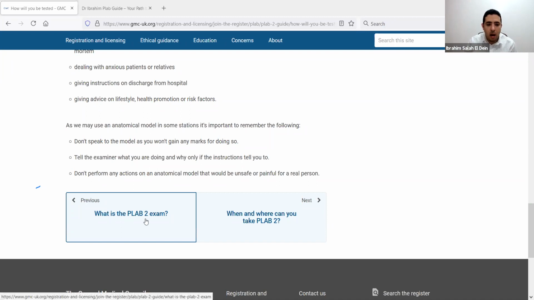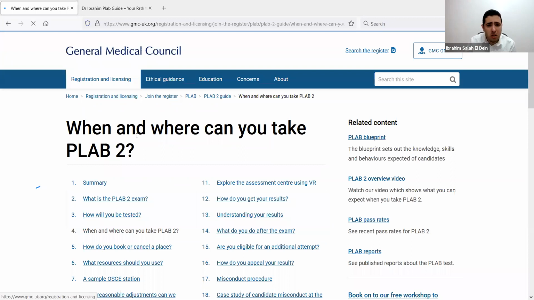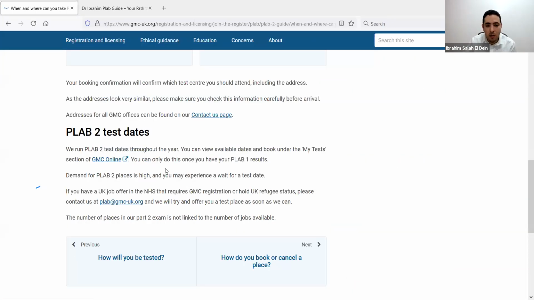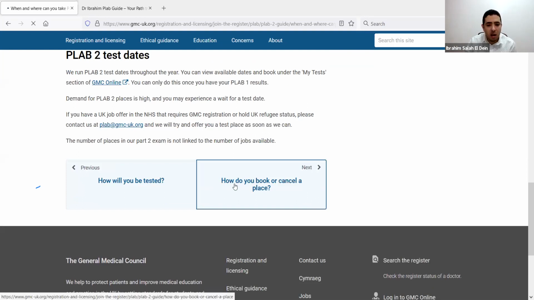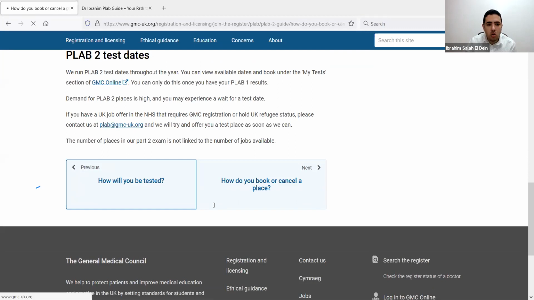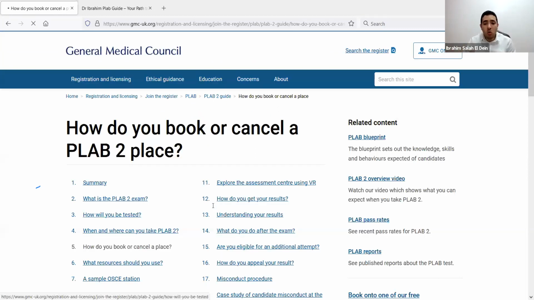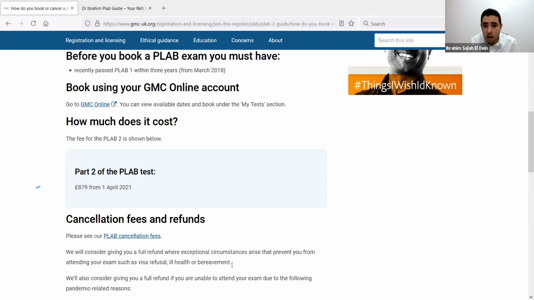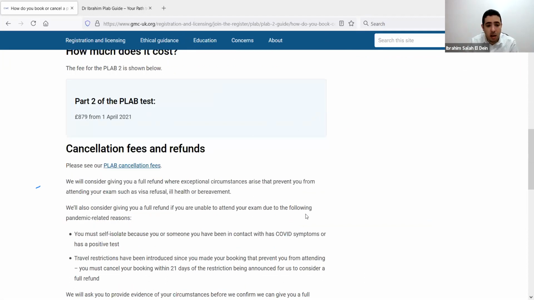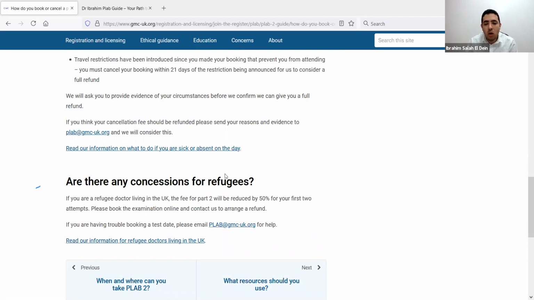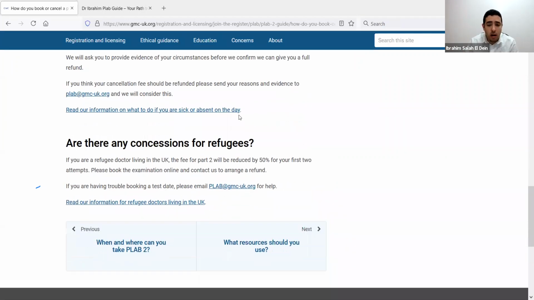Okay, so this is about how you will be tested. PLAB 2 test date, I will not talk about this aspect because you will find a lot of information about it on the PLAB 2 groups, or they usually announce it on the PLAB 2 GMC website. Okay, how to book? Also, there are a lot of videos that will guide you how to book the PLAB 2 exam, from the PLAB 2 GMC website, and all of this is actually a technical issue. You will be able to manage it.